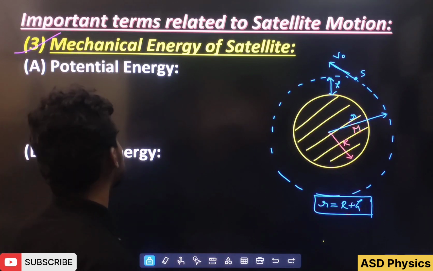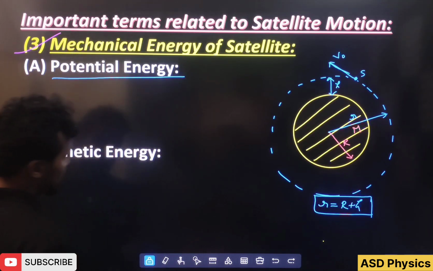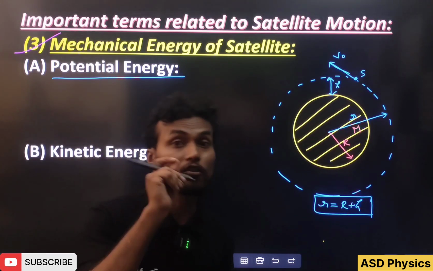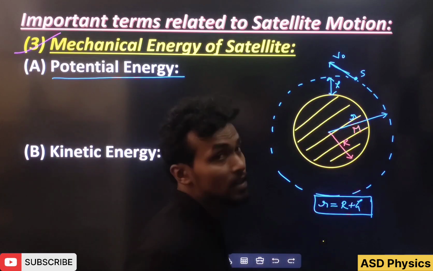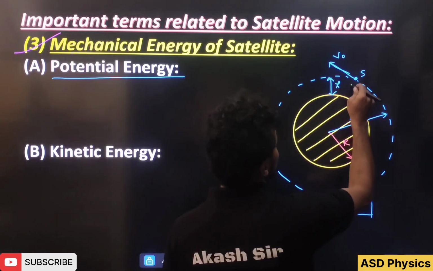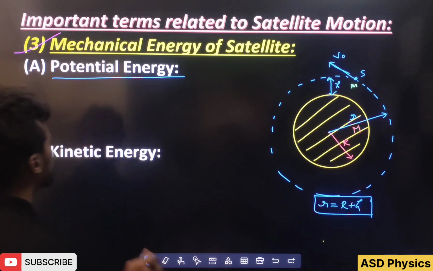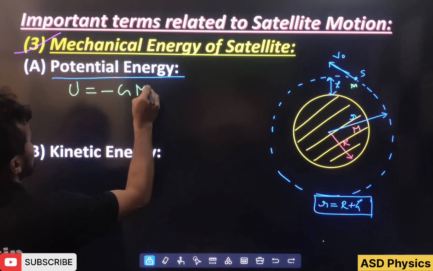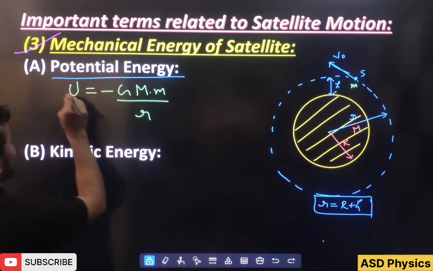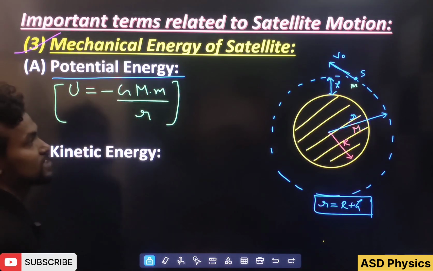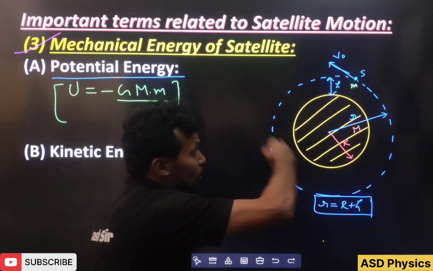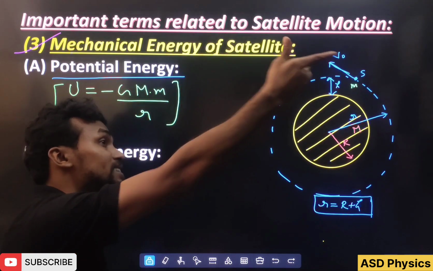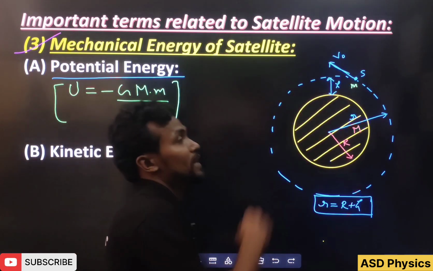Now in this situation, students, if I talk about the potential energy, you know the formula very well. Actually the potential energy is defined for a pair of masses. Here, how many masses are there? One is the mass of the planet and another is the mass of the satellite, small m. So for the pair of masses, the potential energy of this system is given by U equals minus G M m by r, where capital M is the mass of the planet, small m is the mass of the satellite, and small r is the orbital radius. The gravitational potential energy will always be negative. Only at infinite distance, outside the gravitational field of the planet, it will be 0.